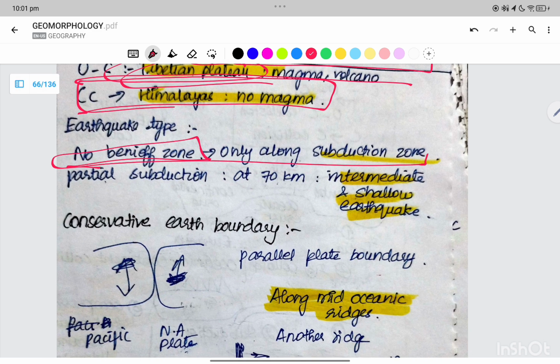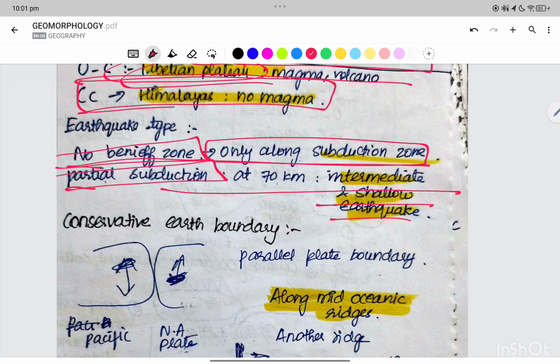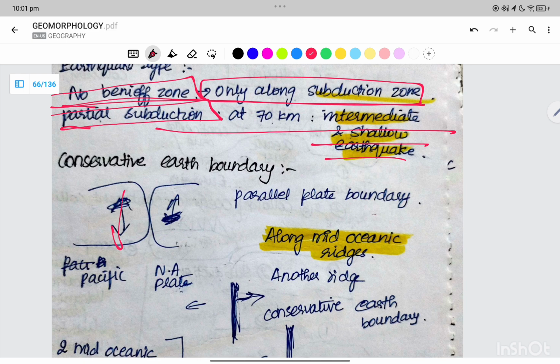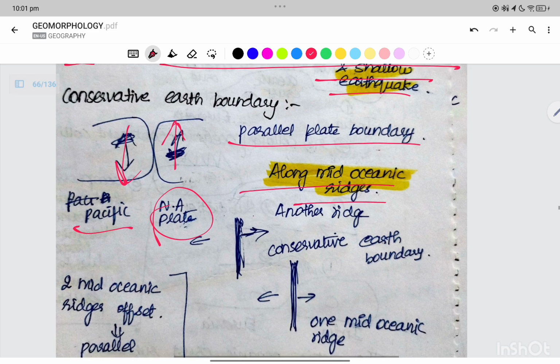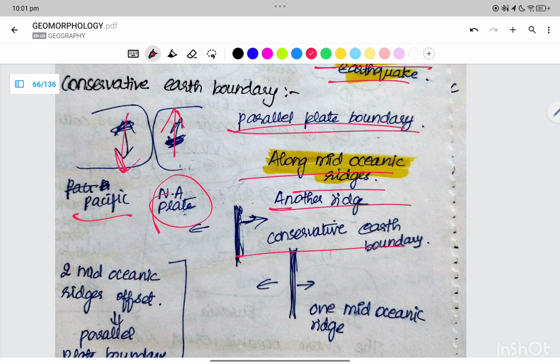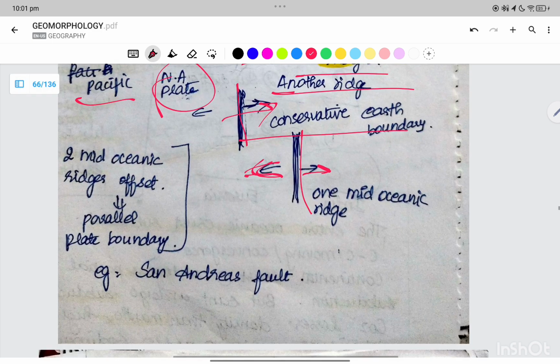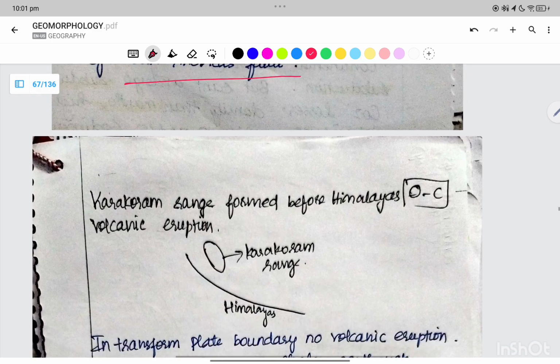No Benioff zones, only along the subduction zone, partial subduction and 70 km, intermediate and shallow zones. And conservative is Pacific and North American plate along the mid-oceanic ridges. They are parallel plate boundaries. Along a mid-oceanic ridge, we have another mid-oceanic ridge. So these two are now being parallel, right? San Andreas Fault is the example.